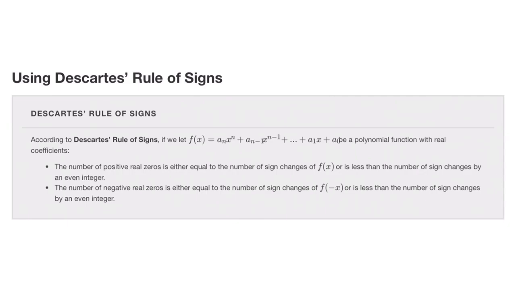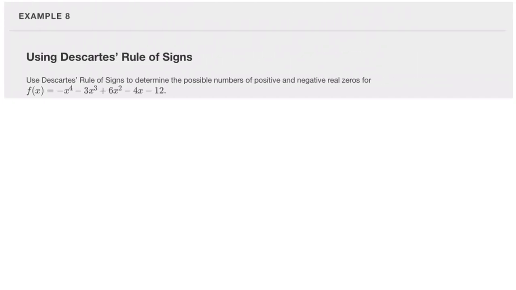Okay, so now we have Descartes' rule of signs. According to Descartes' rule of signs, if we let f of x be a polynomial with real coefficients, the number of positive real zeros is either equal to the number of sign changes of f or less than that by an even integer, and the number of negative zeros is going to be the number of sign changes of f of negative x or less than that by an even integer. Okay. So again, that to me is just easier to see in action.